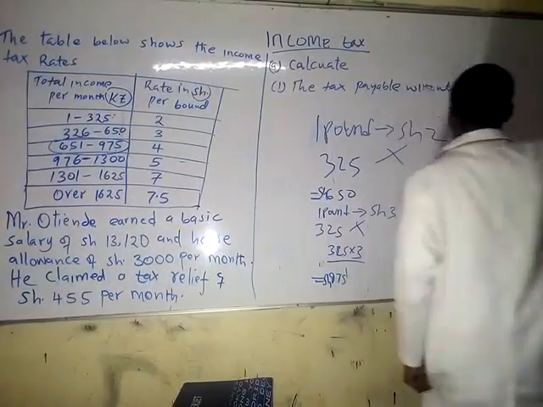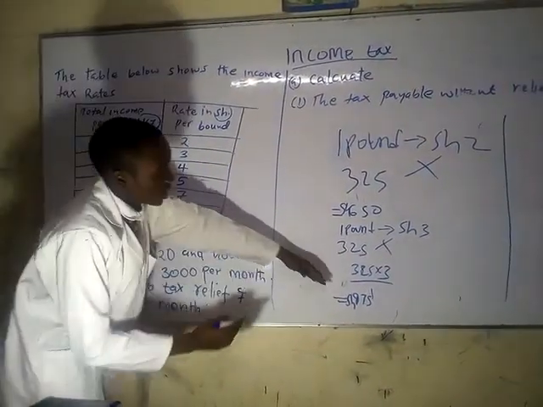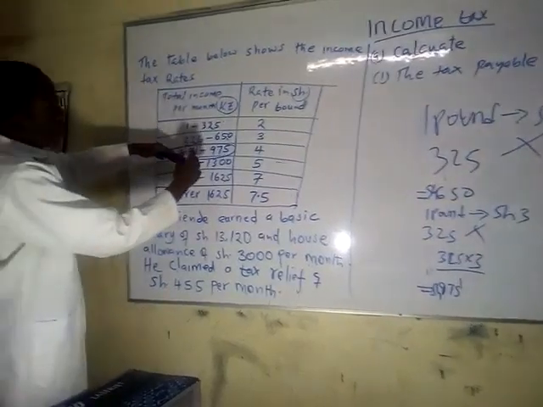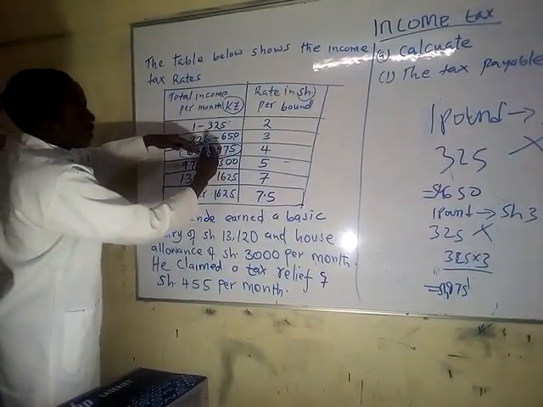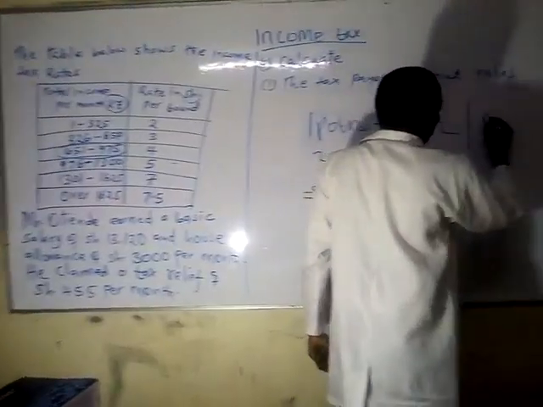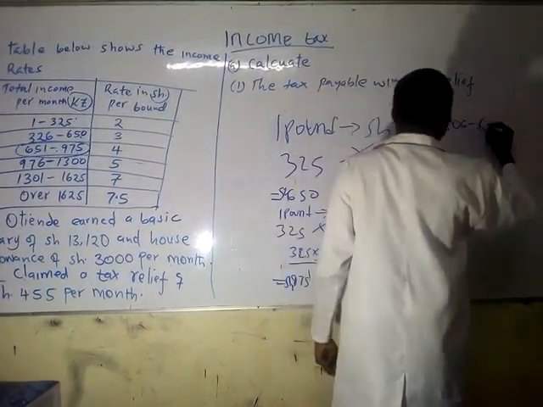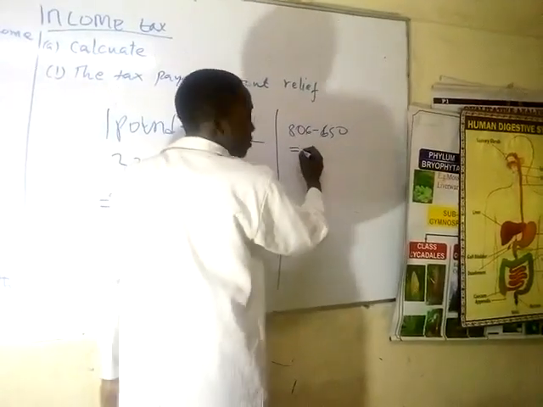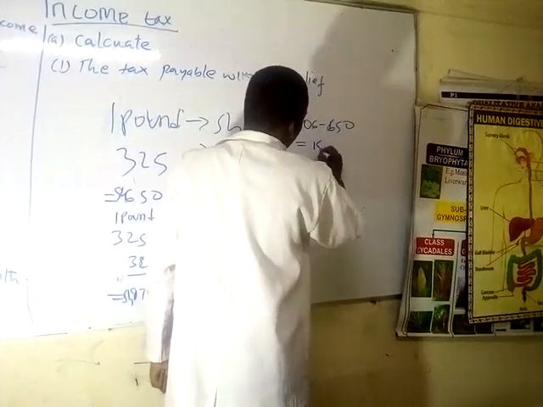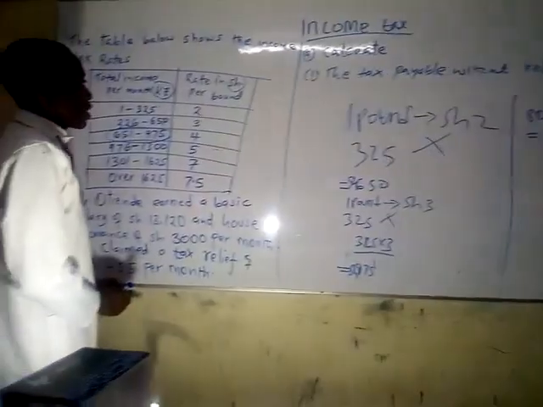So in the third band, you'll come now. Our 806, which you got as the taxable income in pounds, lies in the third band. So you'll take the 806 minus the upper one, so it will be 806 minus 650, which gives you 156 pounds. So you come and ask yourself, in the third band, how do they rate it?